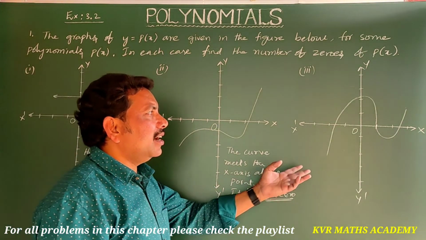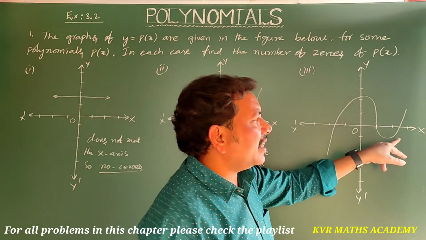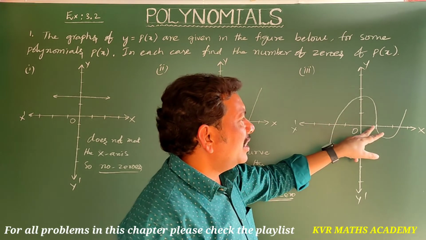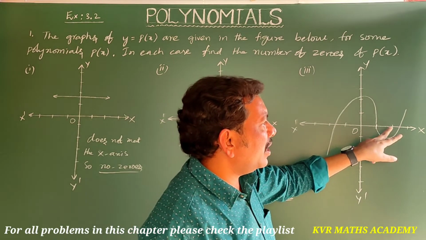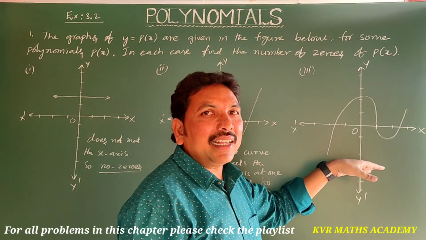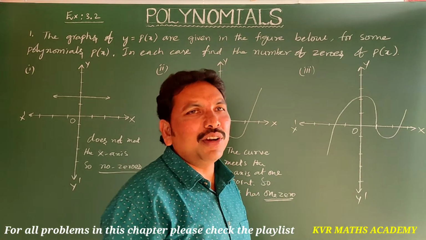So coming to the third graph. The curve meets the x-axis at how many points? See, this is 1 point, this is the second point, this is the third point. First, second, third. So it meets the x-axis at 3 points, right? So it has 3 zeros.